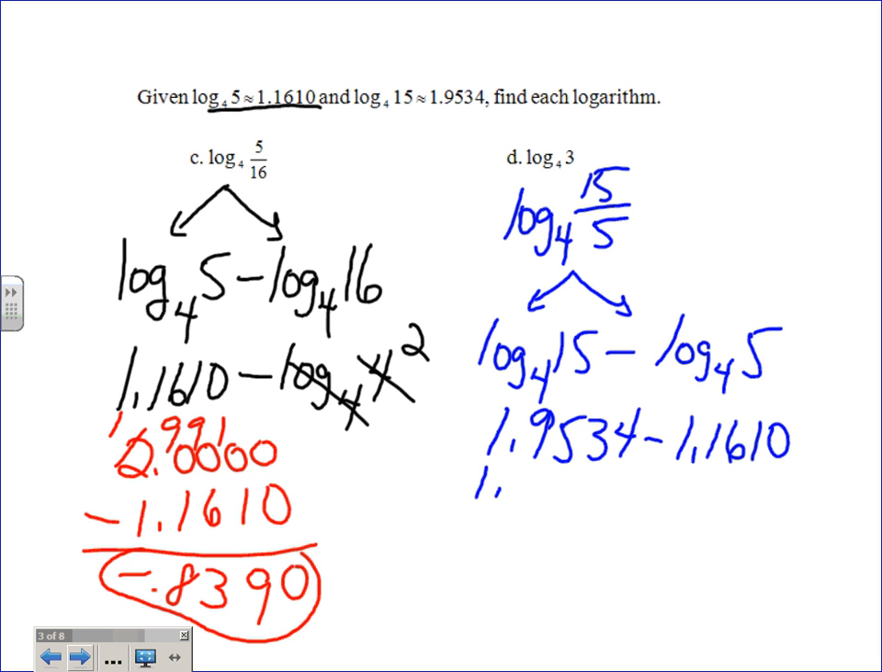So we can put the 1.1610 down there. And it is minus, so 4 minus 0 is 4. 3 minus 1 is 2. Uh-oh, got to borrow. 9. Is this one negative? Now, does this fall into what we were believing? A little less than 1, right?